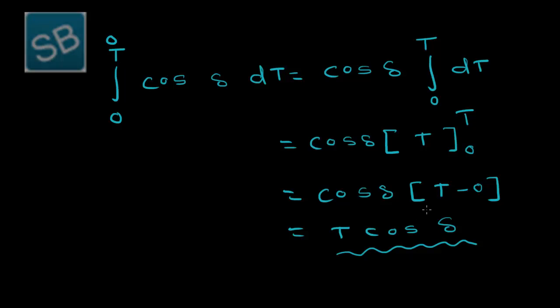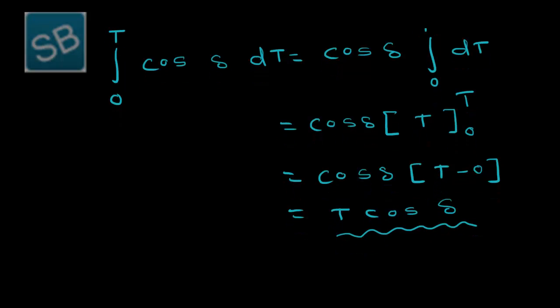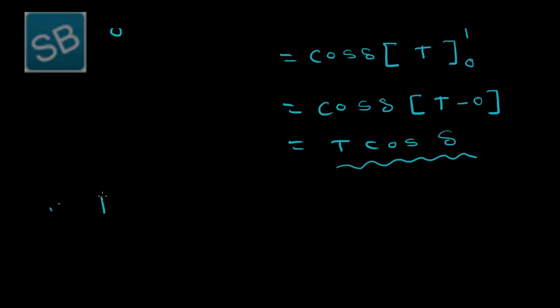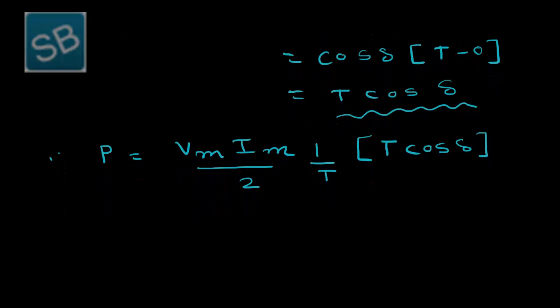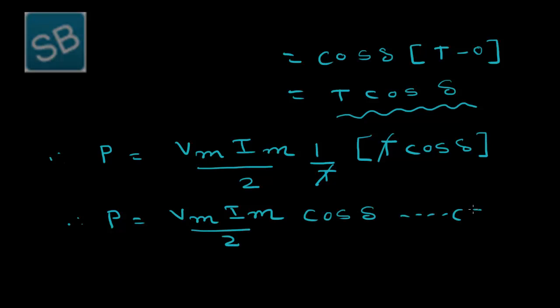And now I am substituting these values into the equation of real power, and therefore the real power P is equal to Vm Im by 2 into 1 upon T, and the integration value is T cos delta, and the other integration is 0, so I don't need to write that particular term. Here you can see these time periods cancel out, therefore P is equal to Vm Im by 2 cos delta, and that is equation number 5 for real power.